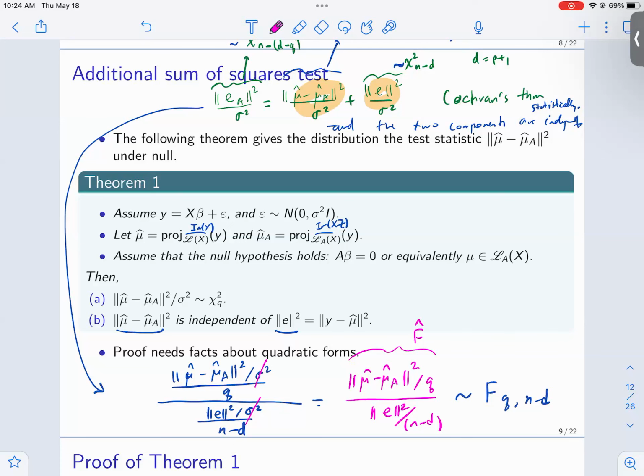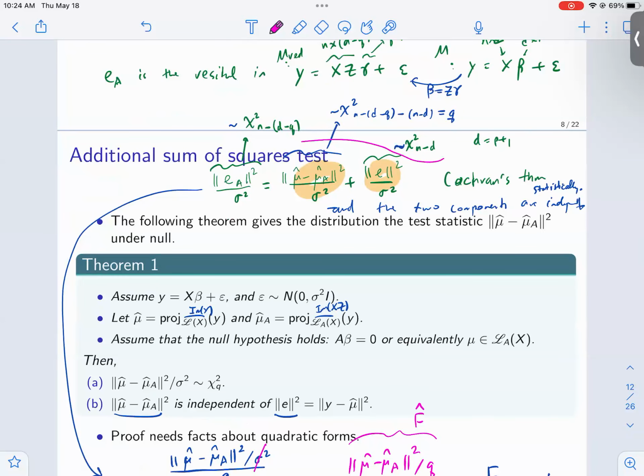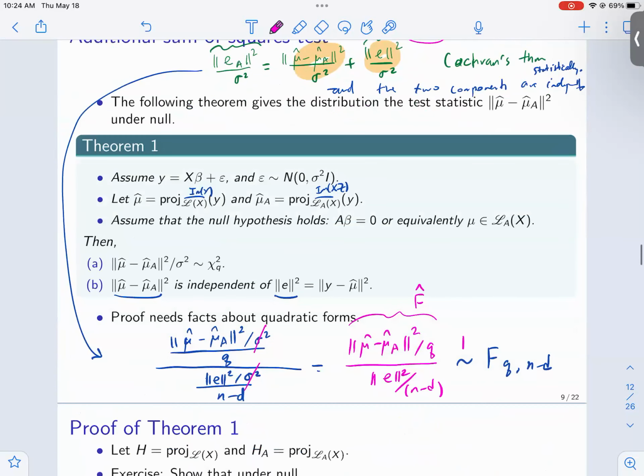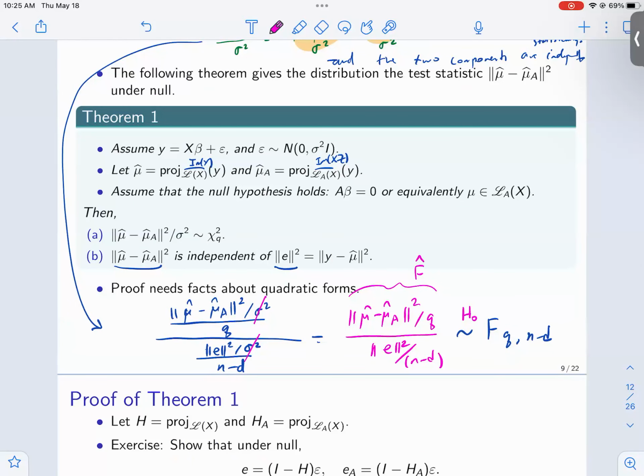All of this falls under the null, which I should have said. These distributions hold under H naught. This theorem assumes that we are under the null, that the null hypothesis is true, which means that beta is actually Z gamma. I could have a true model in which beta does not satisfy these relations, and then this would be large. But if I'm under the null, this would be small, and how small is characterized by the F.